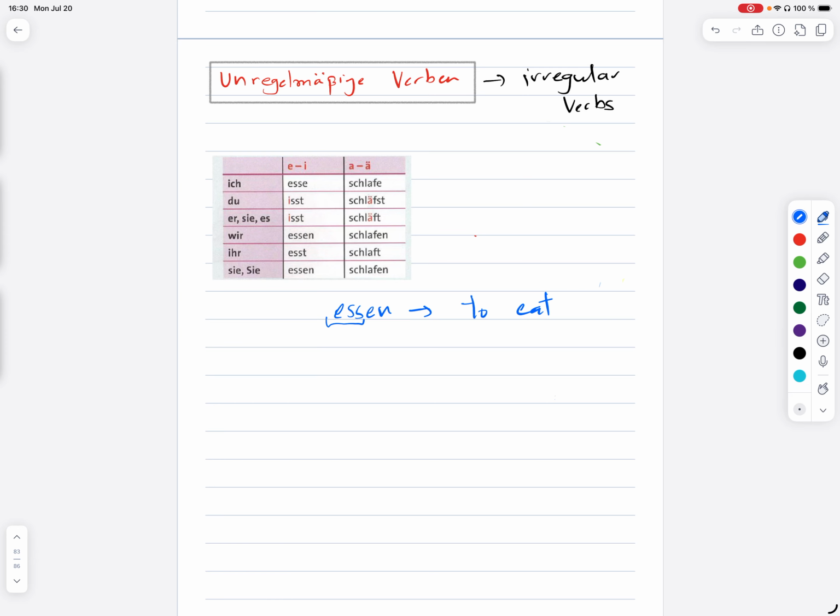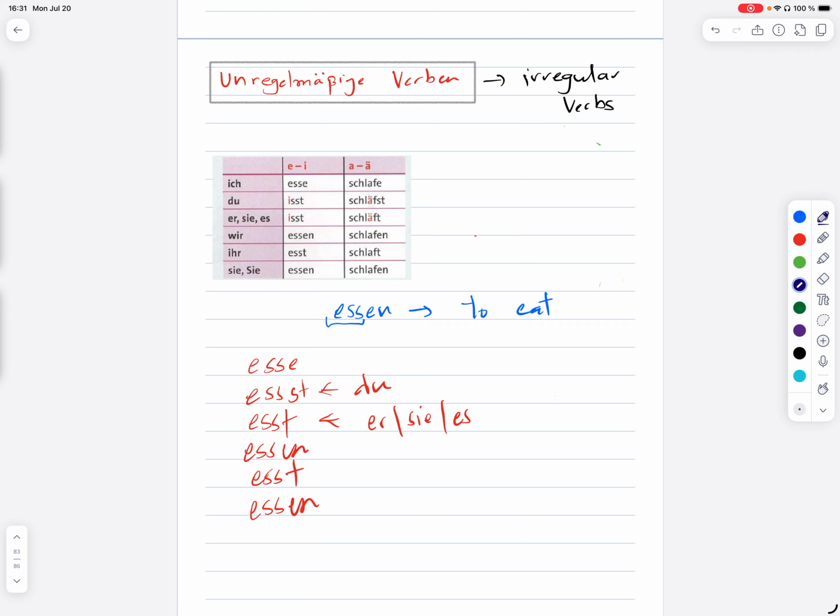And now we will conjugate this one. So if we follow the normal regular verb conjugation, it will be like ich esse, du esst, er, sie, es esst, wir essen, ihr esst, and sie essen. But for the irregular verbs, we have changes for the du case and the er, sie, es case.